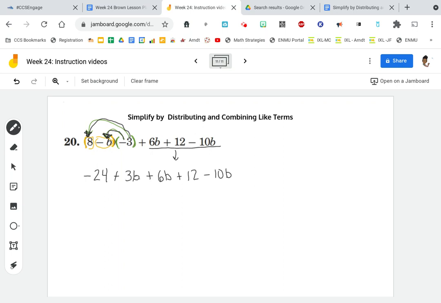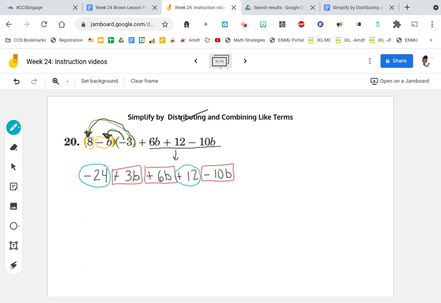Okay, so now I need to combine like terms. So let's look for like terms. Well, I see a positive 3b that has a b. I see another term that has a variable b. And I see yet another term that has a variable b. I also see a negative 24, a term without a variable, which is a constant. I see another term without a variable, which is a constant.